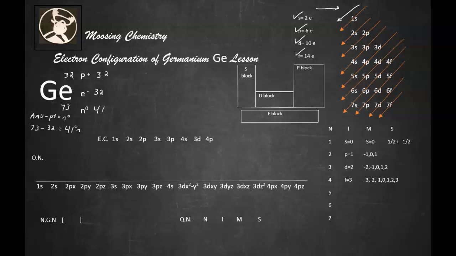So we have 32 electrons. We start at 1s, so we're going to put 2 electrons there. Then we're going to go down to 2s, and we're going to put 2 electrons there. Down to 2p6 and 3s2. Then we come back up here to 3p.